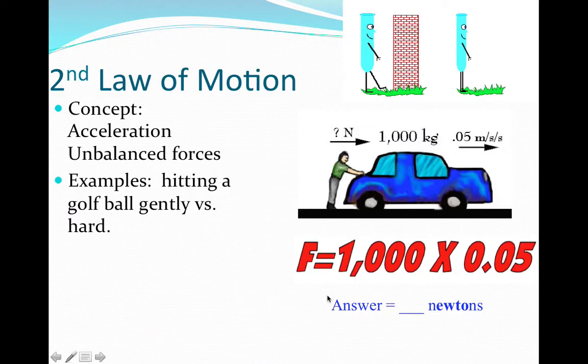Now the second law again is dealing with his mathematical findings, force equals mass times acceleration. The concept here is dealing with acceleration of objects, but this is also unbalanced. That means we're going to always have something moving. Remember we said if it's balanced, it's probably not going to move. Examples of this would be hitting a golf ball gently versus hitting it really hard to go a particular distance.